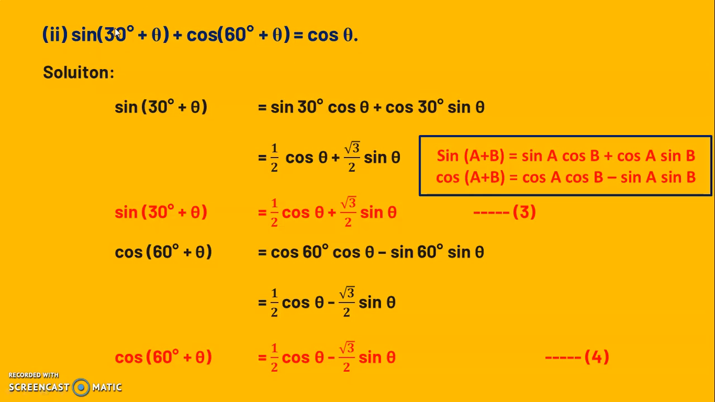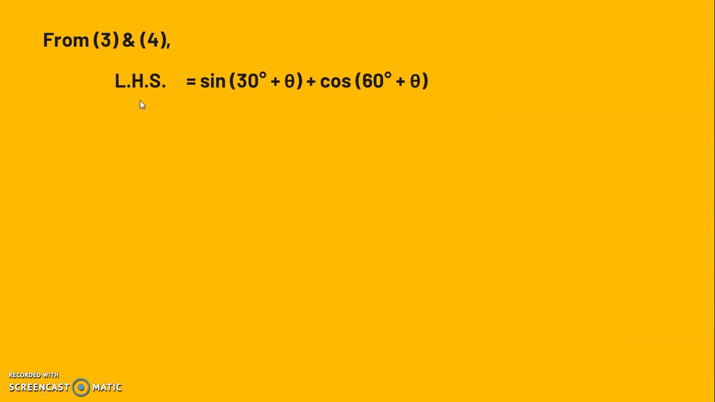So we can have your left hand side as the addition of equation number 3 and equation number 4. If we add sin(30° + θ) and cos(60° + θ), we will get the left hand side. Okay. So sin(30° + θ) is 1/2 cos θ + (√3/2) sin θ, and cos(60° + θ) is 1/2 cos θ - (√3/2) sin θ. Okay. So from these two equations, the left hand side is sin(30° + θ) + cos(60° + θ), that is 1/2 cos θ + (√3/2) sin θ plus 1/2 cos θ - (√3/2) sin θ.